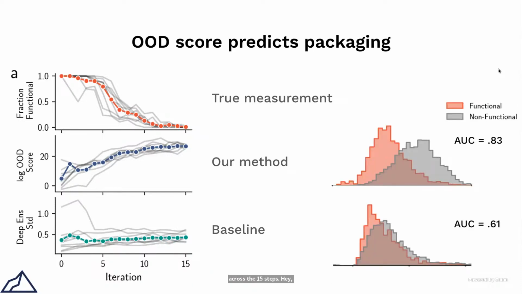A more quantitative evaluation here would be to ask how well this OOD score can be used to identify variants that package and those that do not package. Packaging here is denoted as functional in red, and non-packaging variants are denoted as non-functional in gray. We see that our method produces an area under the curve of 0.83, while the deep ensemble method produces an area under the curve of 0.61. So it doesn't really do a good job compared to our method. And I also just want to clarify one more time that the packaging model says that all of these variants package. So the real information here is coming from this uncertainty score.